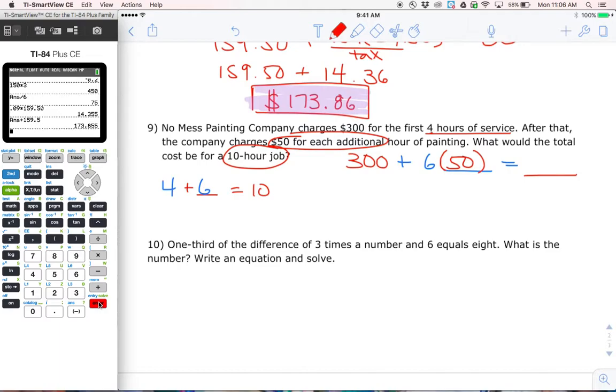What's this going to cost us? Well, we've got a calculator. Let's figure it out. 300 plus, that's the total for the first 4 hours, and the other 6 hours are $50 each. So 6 times 50. Our total price here is going to be $600. Guys, for these problems, you just need to use your logic. You don't necessarily have to be able to write an equation. You just need to read the problem carefully and do your multiplication and addition correctly.